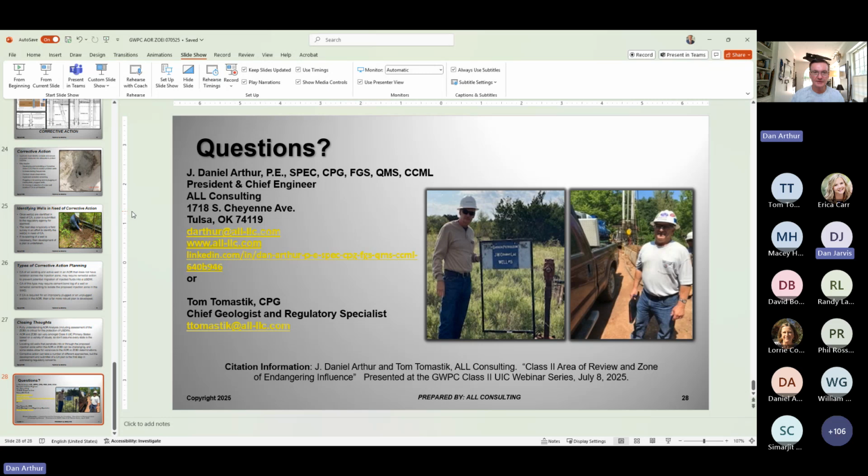Yeah, Dan, we've got one in the question answer. Lori wants to know, in the UIC Class II program, do applicants routinely evaluate the pressure impacts from other injection wells in the zone and the pressure magnification that happens when multiple pressure plumes intersect? And the second part of it is, what guidance would you give to the applicants' operators to address this?